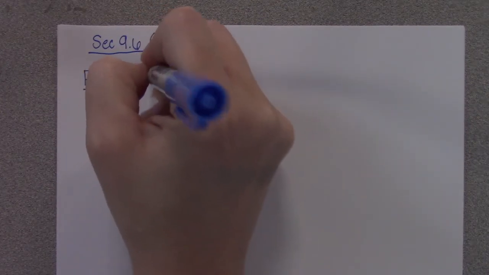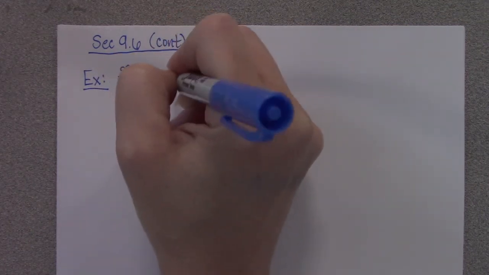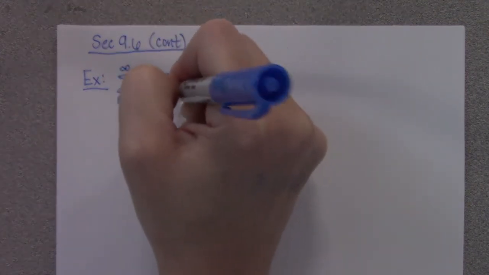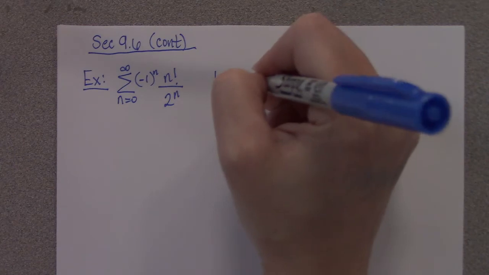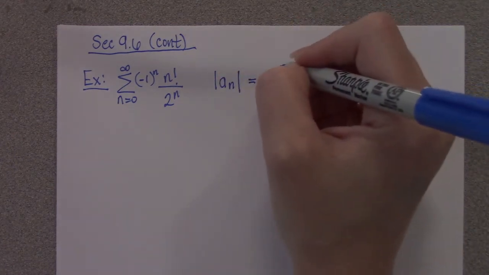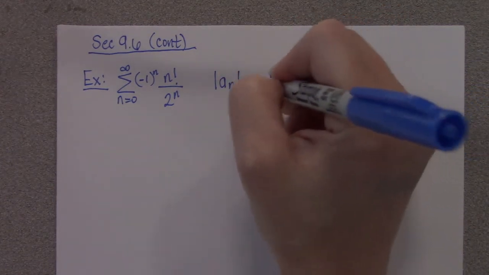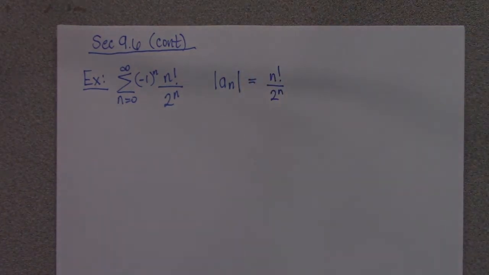Right, so the first one we want to look at is n factorial over 2 to the n with an alternating term. So if we take the absolute value of this, the absolute value is always going to wipe out the negative term. So all we're going to end up with is this.